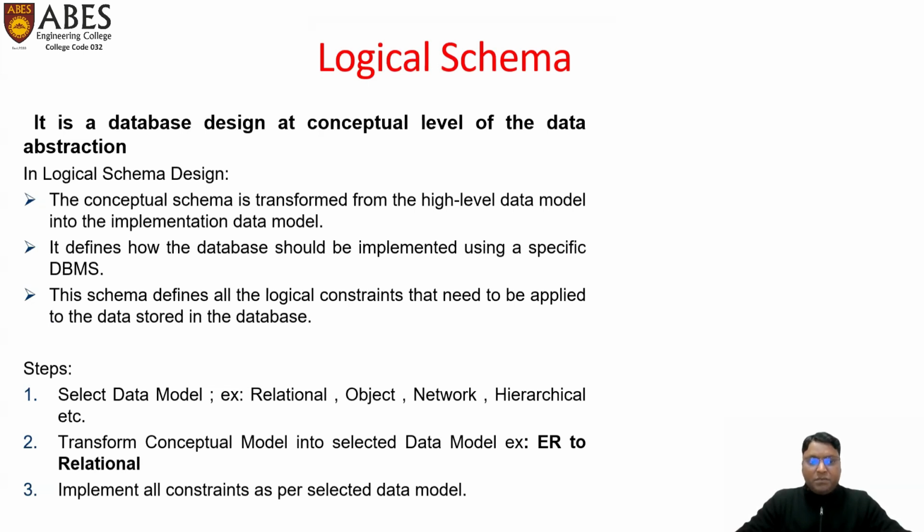These are the steps. Number one, we will select the data model, like which data model we are going to use, like relational, object, network, hierarchical, etc. Number two, transform the conceptual model into the selected data model, like ER model to relation. And third, implement all constraints as per the selected data model. This is the overall work of logical schema.